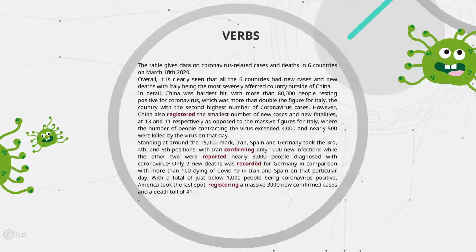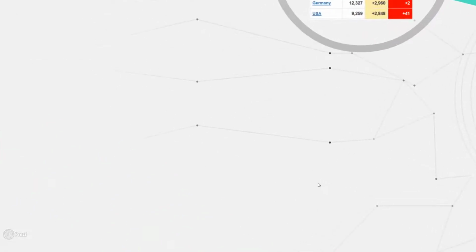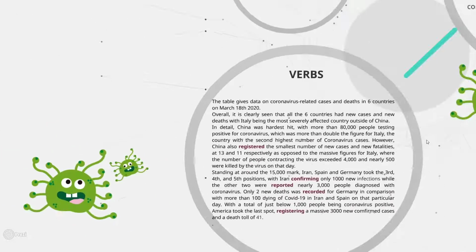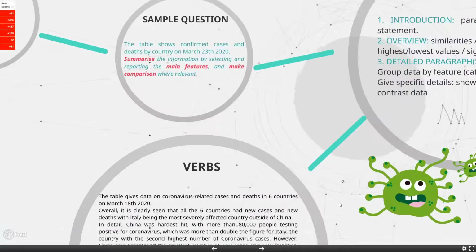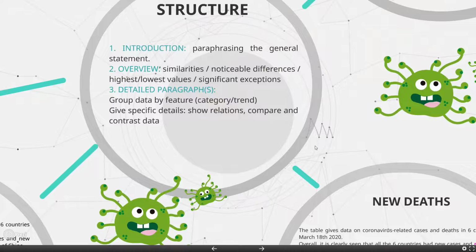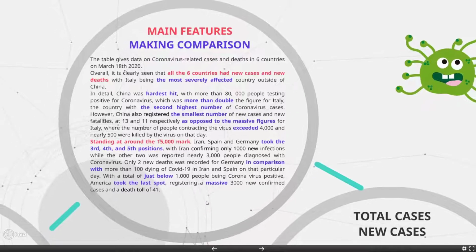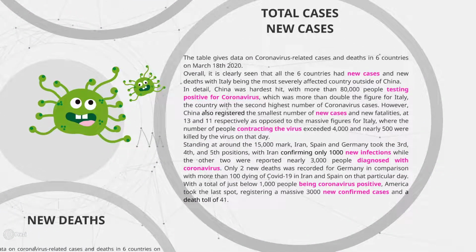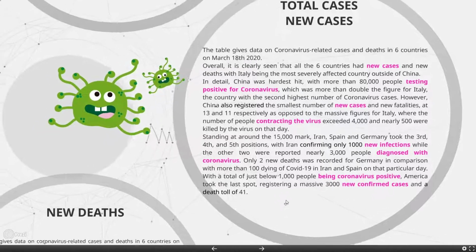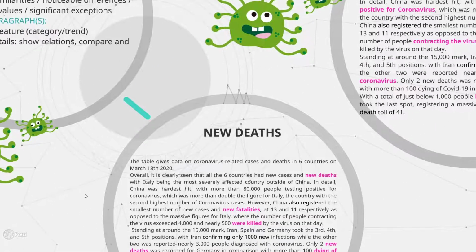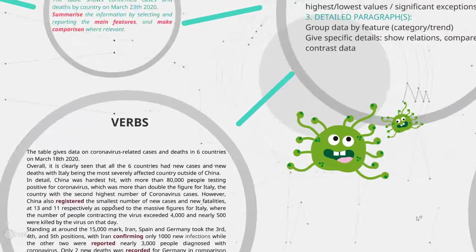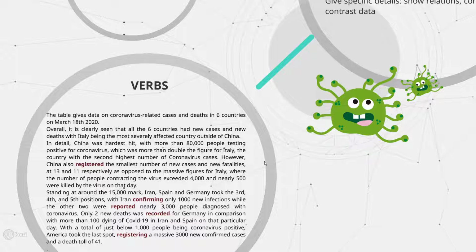So I have shown you how to write an effective paragraph graph description. I have shown you the structure of a graph description. I have shown you how to select the main features and make comparison. Then I have shown you the synonyms for total cases, new cases, for new deaths, and some common verbs you can use for this particular writing or any other writing related to the topic.